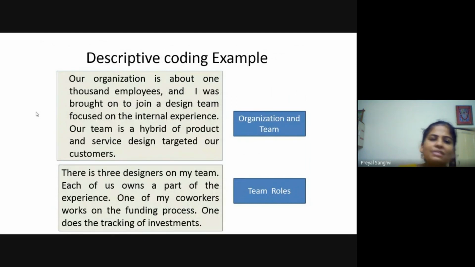Here we have seen the first paragraph, which is all about the organization in team, so that's why we have coded it as organization in team. If we talk about the second example, this paragraph is all about the team role, so that's why we have coded it as a team role.